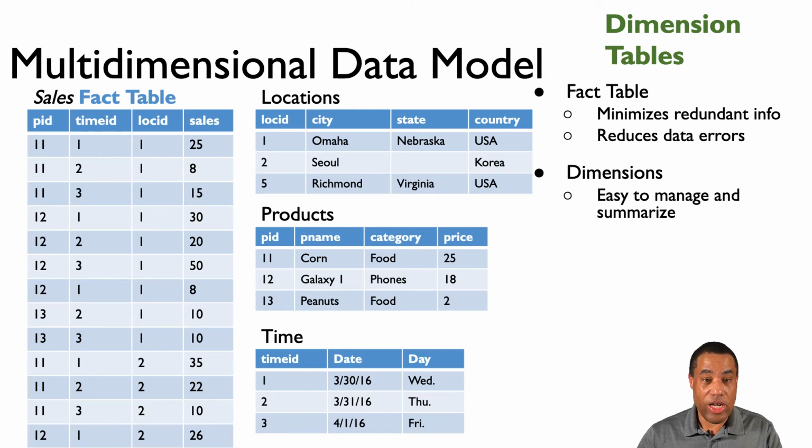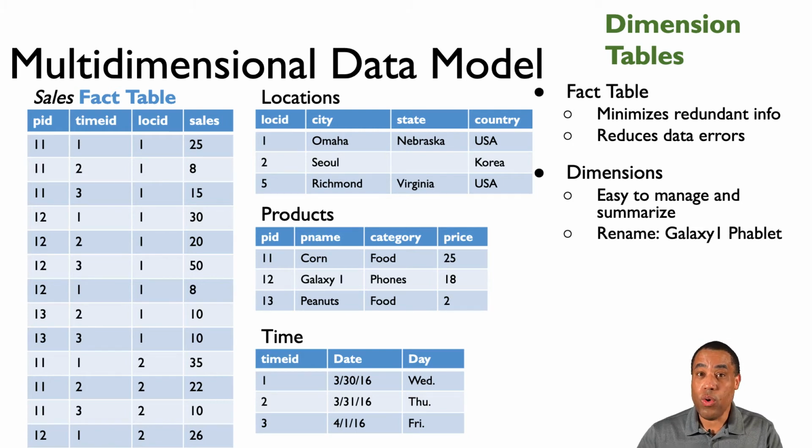And we can see, we have 3 different products that we're selling: corn, Galaxy One, and peanuts. And one of those is a phone, and the other 2 are food. But it also makes it easier. What if we say, the Galaxy One, it wasn't really a phone, rather it was a phablet.